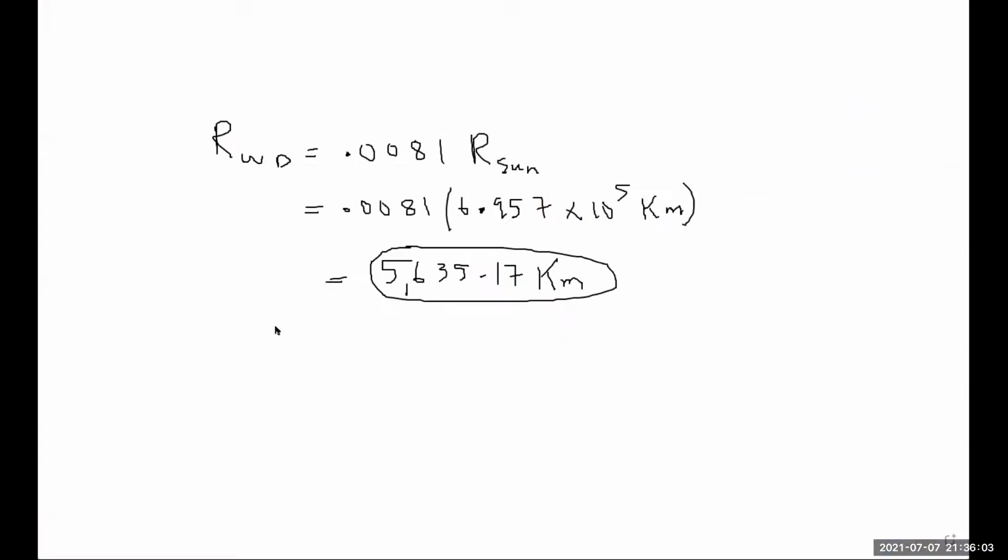So the radius of Earth is 6371 kilometers. You see. So yeah, we're talking about a 1 solar mass white dwarf that is slightly smaller than the radius of the Earth. So imagine the meaning of that, just to appreciate that.